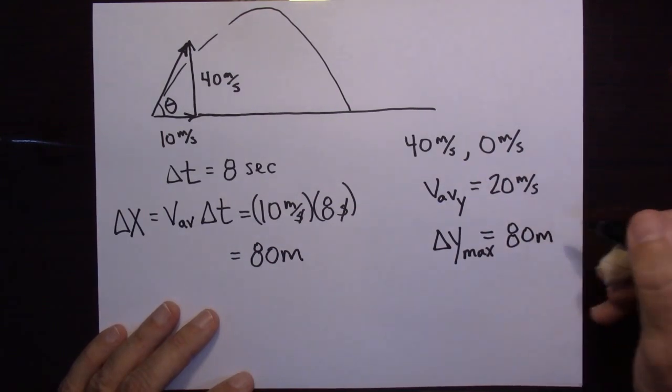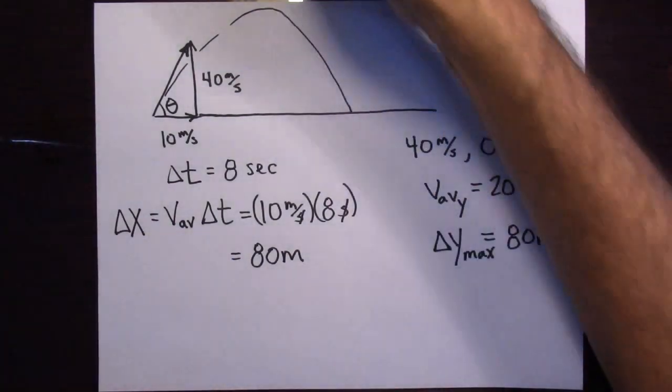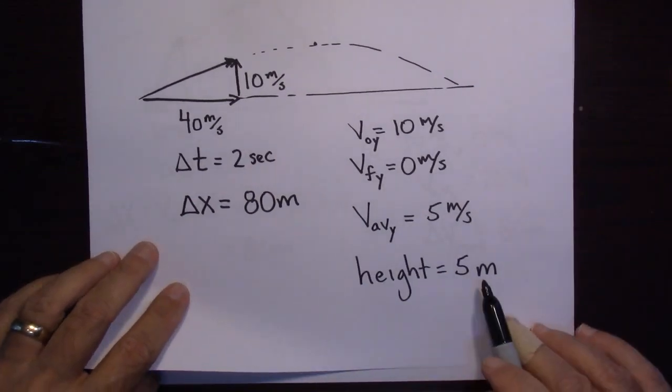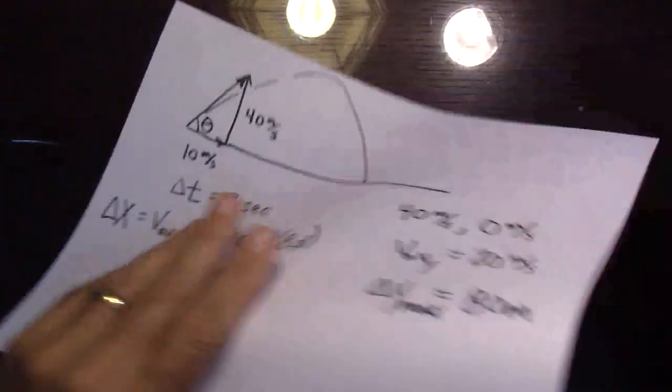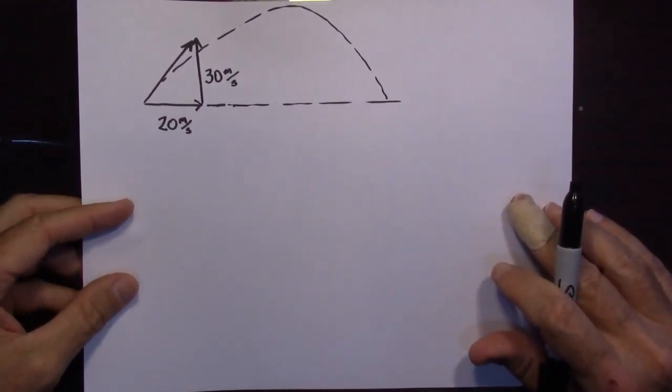So it goes way up there, whereas the other one only went up 5 meters. The other one went up 5. All right, let's keep doing this just to give you a bunch more examples.